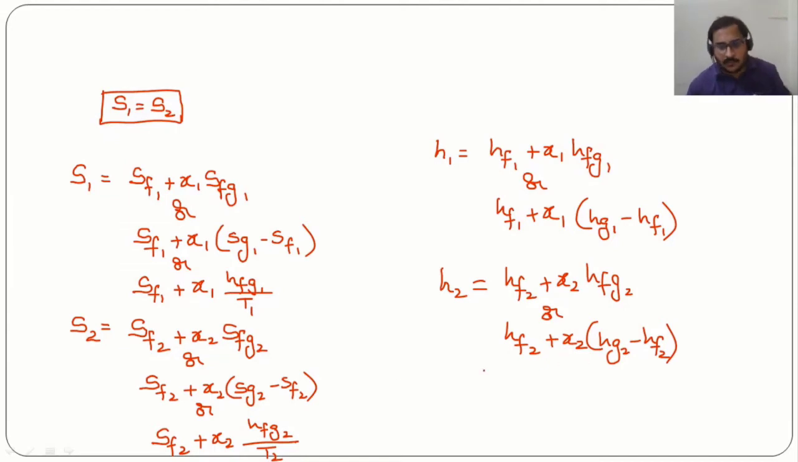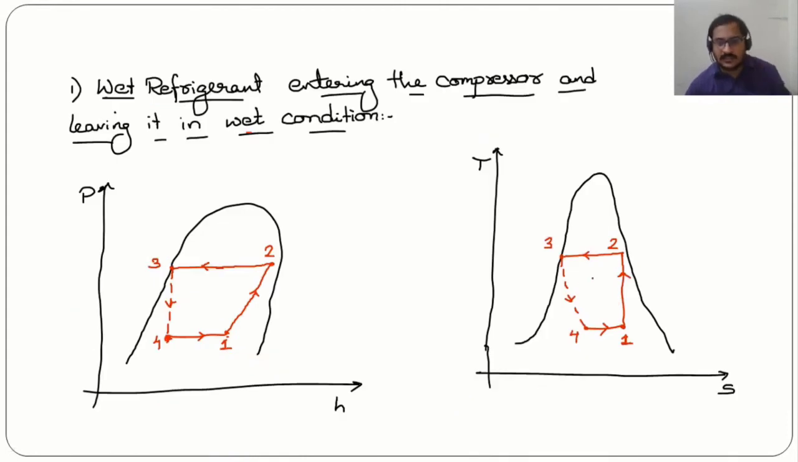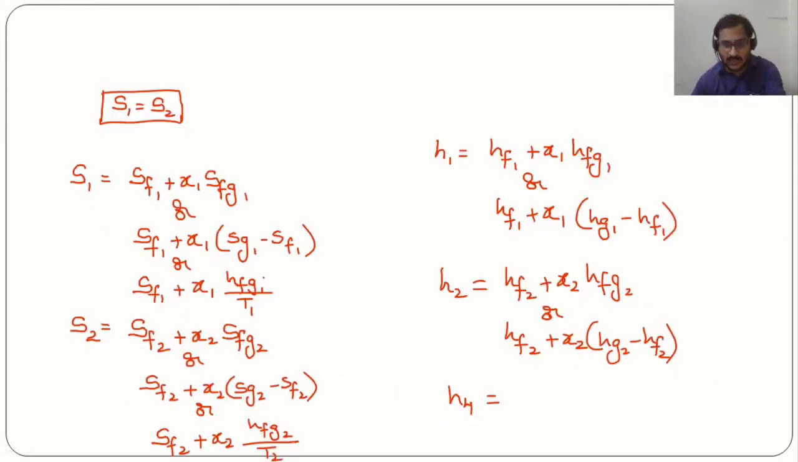Now we require one more enthalpy here, that is H4. H4 is the enthalpy with which the refrigerant enters the evaporator. So this H4 is equal to H3. If you observe the pH diagram, throttling expansion is taking place. So H3 will be equal to H4, and you can observe that this point 3 is on the liquid saturation line. So therefore H4 equal to H3, which is equal to HF3.